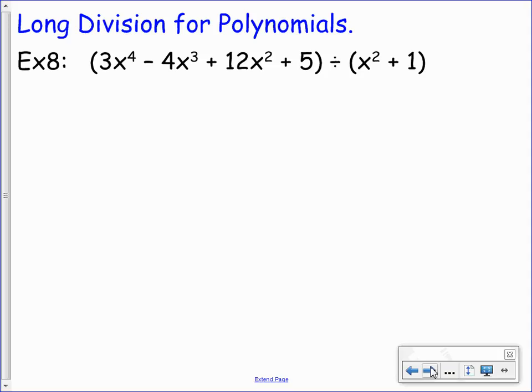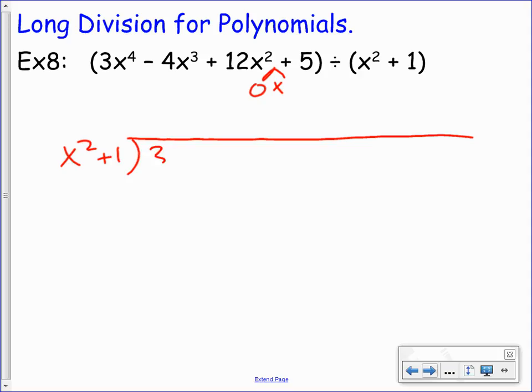Is it in order? But we're missing an x. So when you fill it in, we have to fill in a 0x somewhere in there. So you've got x squared plus 1 divided by 3x to the fourth minus 4x cubed plus 12x squared plus 0x plus 5.